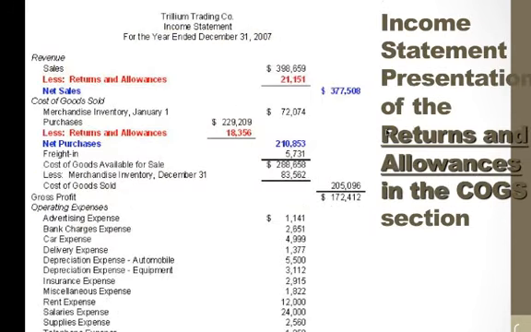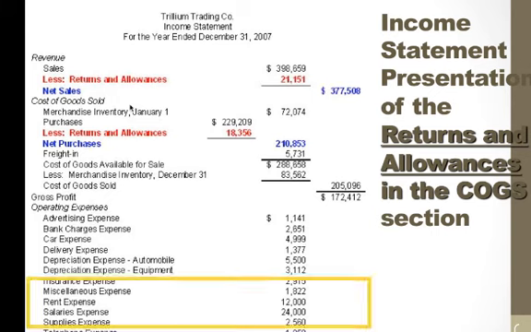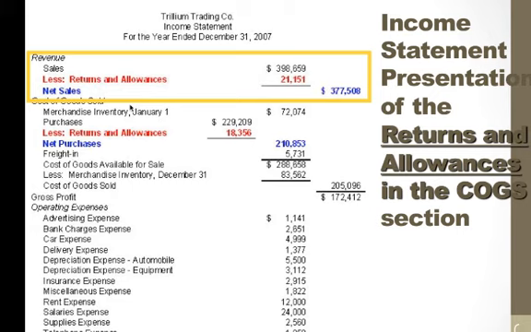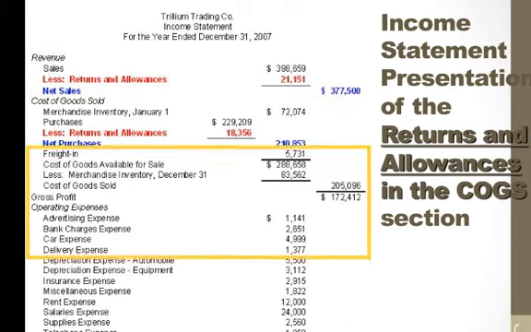So this is what it looks like on the income statement. Here's the sales, less any returns and allowances, and here you can see we've moved it over to the middle column. We had our sales minus any returns, and now we call it net sales. Keep that in mind. Okay, net sales is your sales minus your returns and allowances.